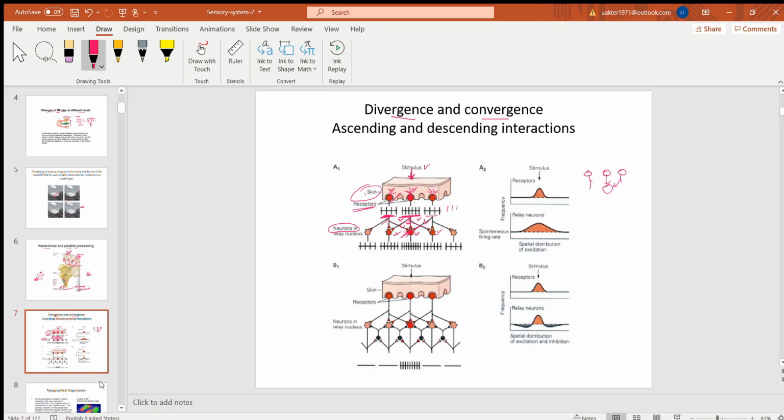Make sense? So how many excitatory inputs here? Three excitatory inputs, right? So this one will fire more than this one. Okay, because of what is called summation.